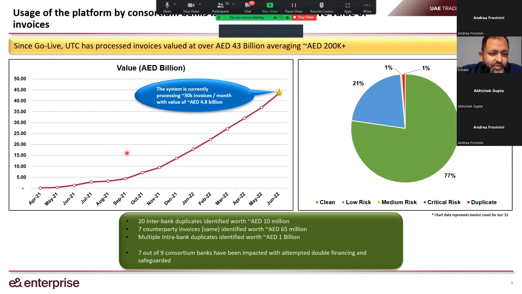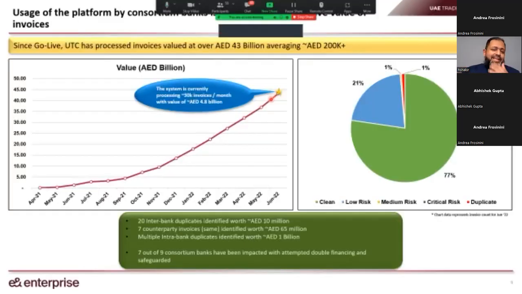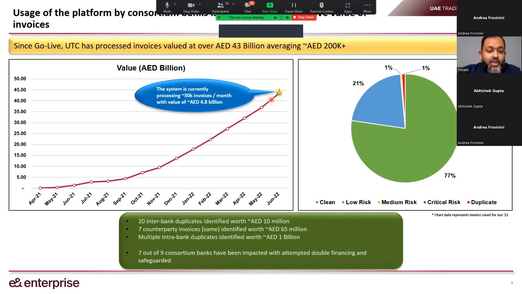And if you look at the curve, it's just going upwards. The system is working as designed. Why do I say this? Because so far, we have already found 20 interbank duplicates. Now, the value may not look very high, 2.5-3 million USD or euro, but the beauty is that the system has picked up exact matches to a little bit of fuzzy matches. More importantly, 7 out of our 8 network banks have seen a duplicate. And it's consistent now. Every month, we're seeing 5 to 6 duplicates with decent value, decent ticket sizes.